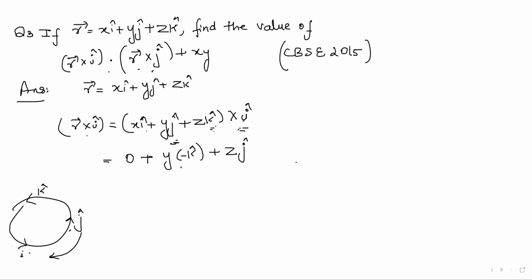So we have to find the cross product between x i cap and the second vector. r cross i I have found out here. If similarly you find r cross j, you will get minus z i cap plus x k cap. Then find the dot product between these two. Please check the question. Here you need to find the dot product between these two. Please try this.